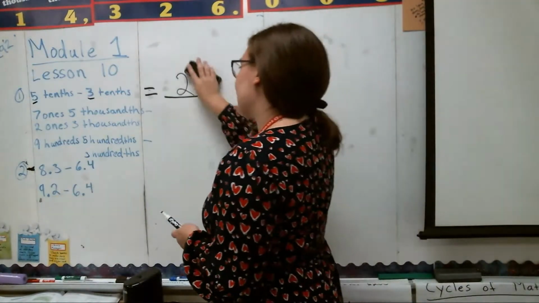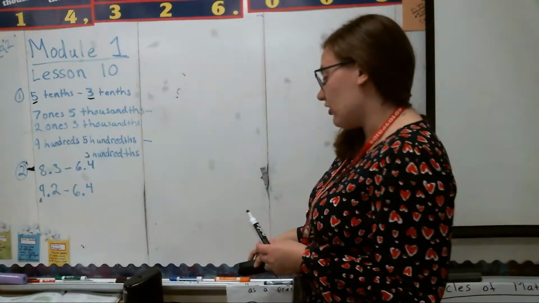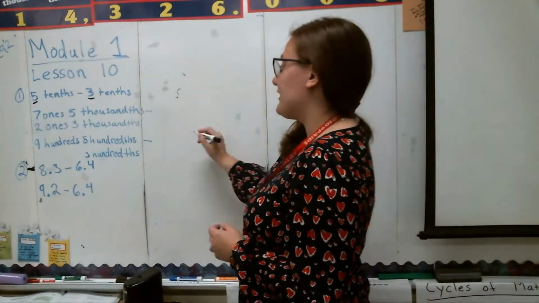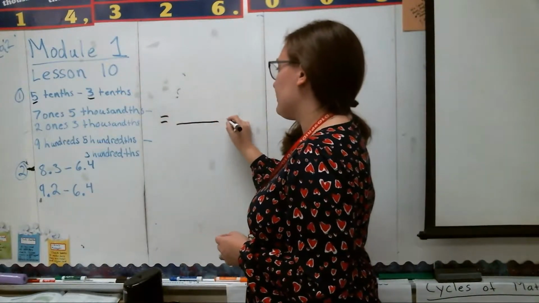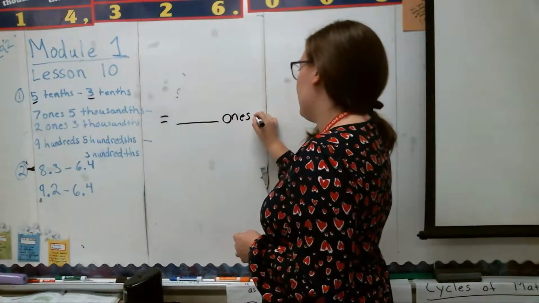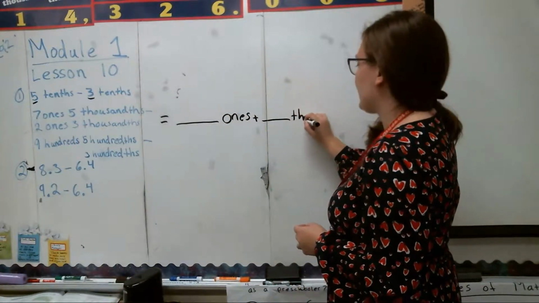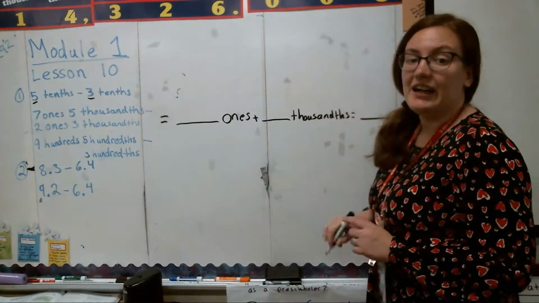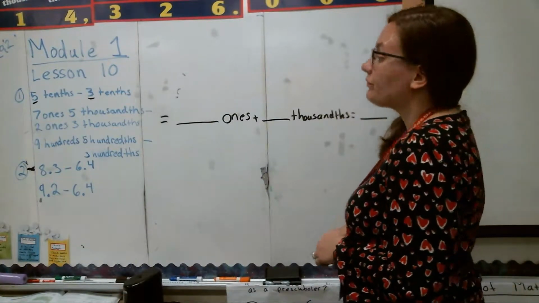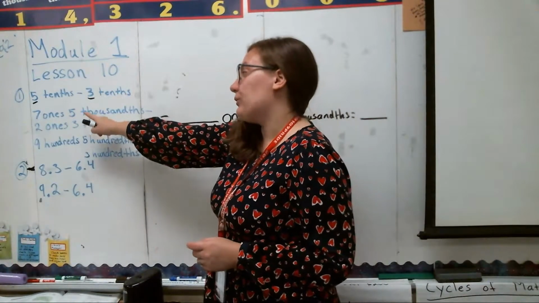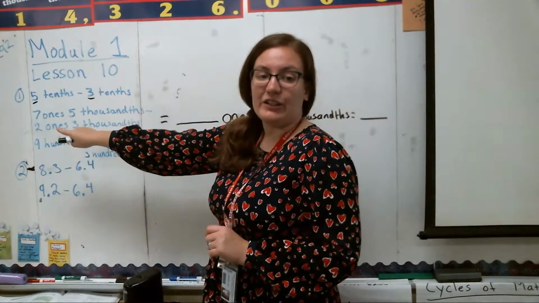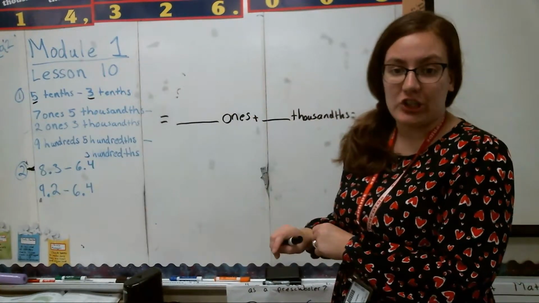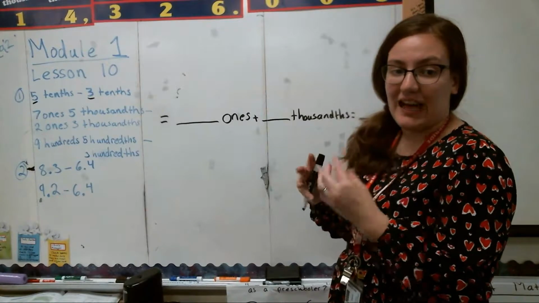Now, for my next problem, and make sure, of course, that you're writing down all these notes. Make sure you're labeling them as well so you know that these are your Lesson 10 notes. If we take a look at the next one, I'm going to be figuring out how many ones I have, plus how many thousandths that I have, and then finally I will write that answer in standard form as well. So for this problem, I have 7 ones, 5 thousandths, and 2 ones, 3 thousandths. I'm subtracting these two.